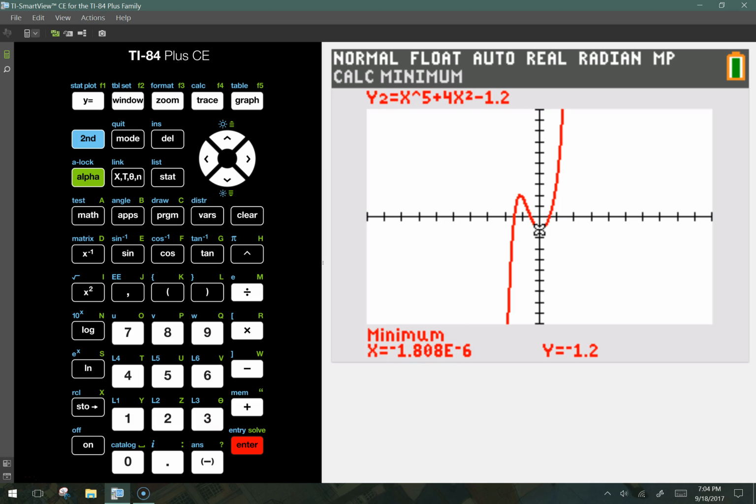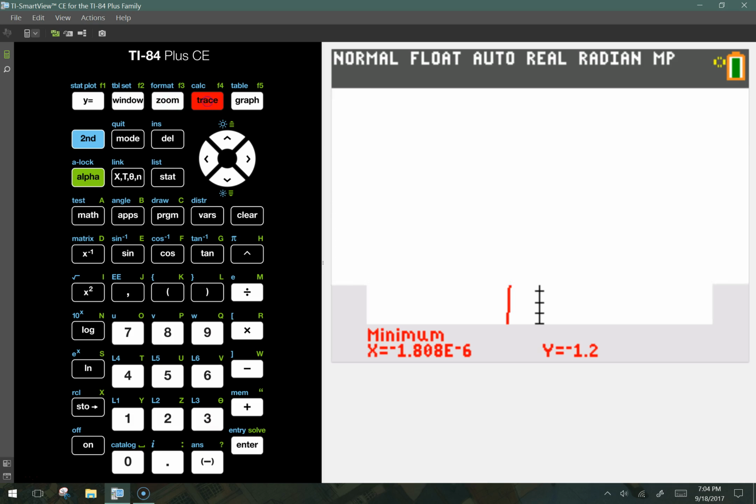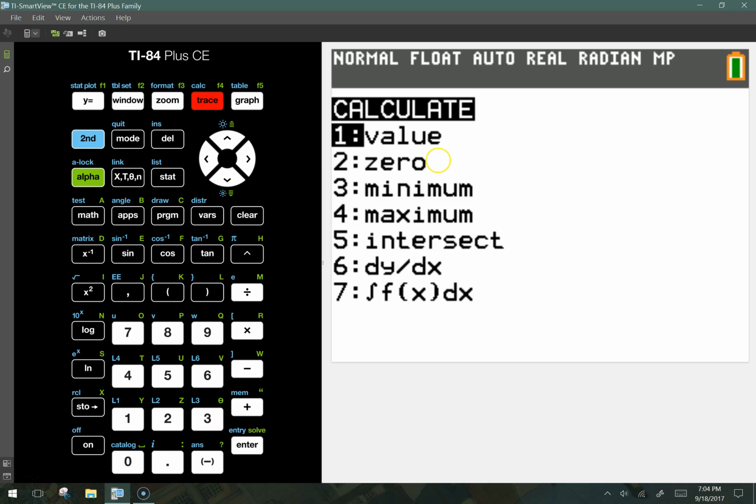Okay, so in this video, we looked at the second trace feature, and we reviewed how to find zeros, minimums, and maximums using that second trace where you do have to do the left and right bounds and then make your guess. Those will give you exact values for those ordered pairs that you can round to whatever decimal is necessary rather than just kind of eyeballing it and guessing.